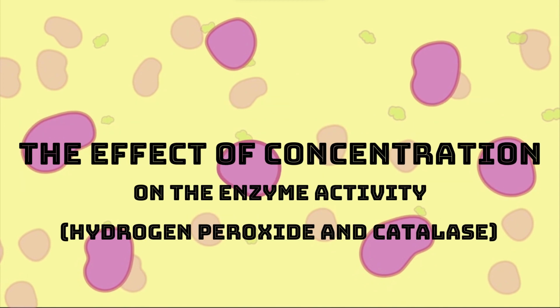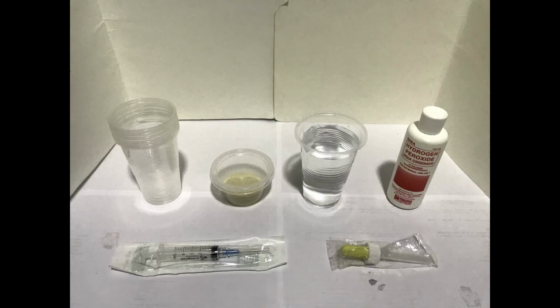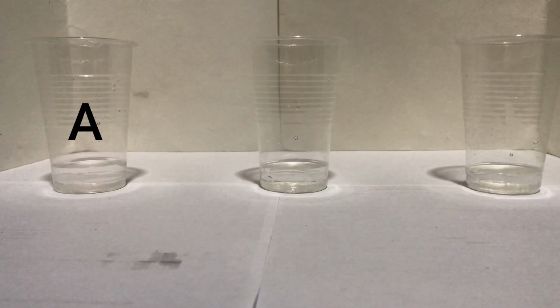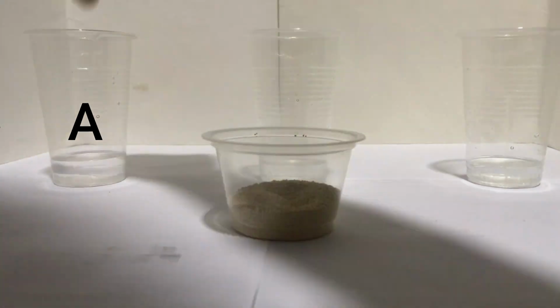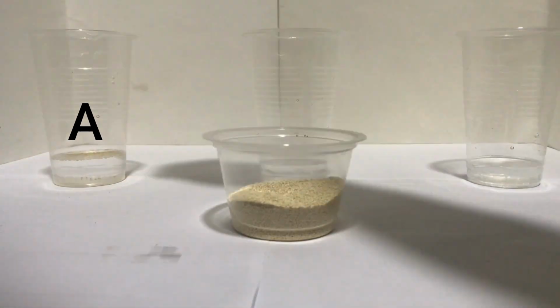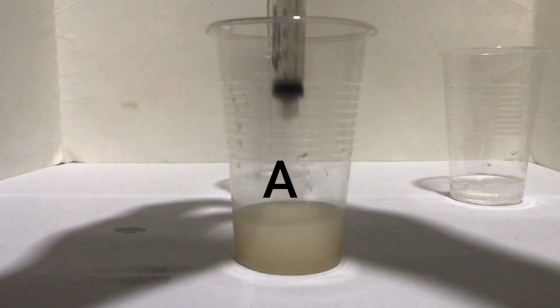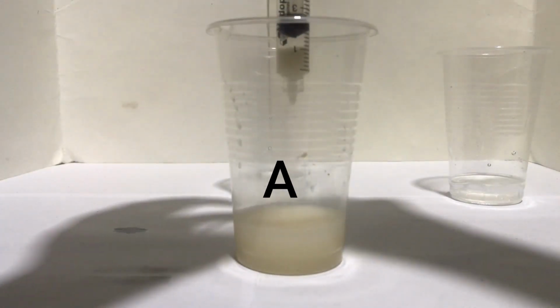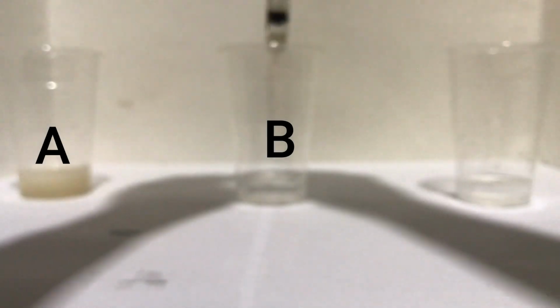Now for the last experiment, we will observe the effect of concentration on enzyme activity through hydrogen peroxide and catalysts. These are the materials needed: 6 cups, yeast, water, hydrogen peroxide, syringe, and dropper. Experimentation proper. Put 4 pinches of yeast into 26 ml of water. This will be solution A. Next, put 1 ml of solution A into 24 ml of water. This will be solution B.